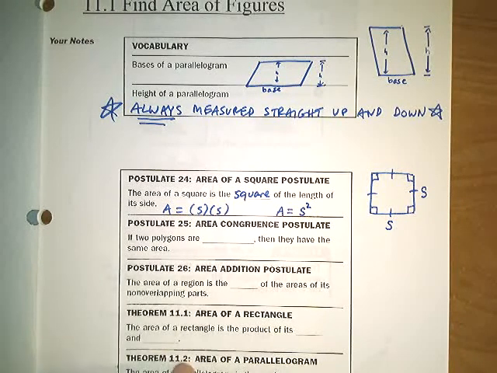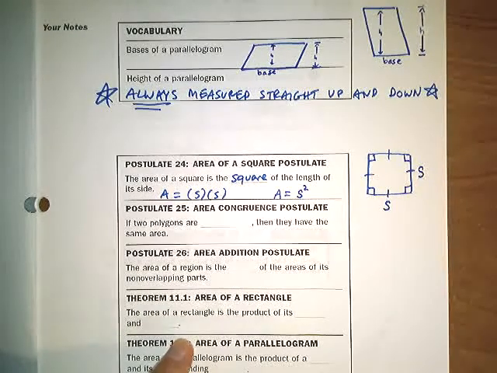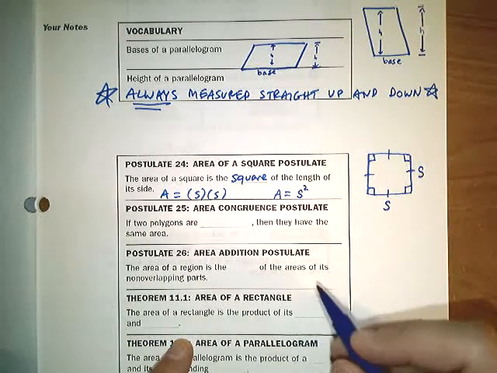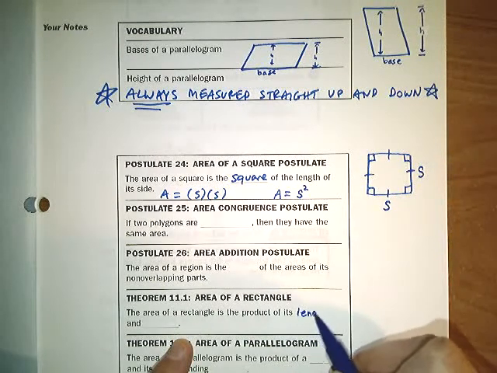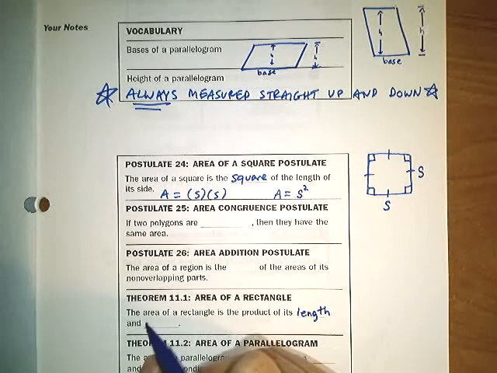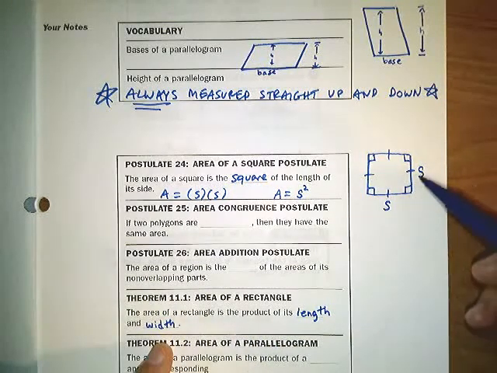The reason why I like to think of it as side times side is because a square is just a more specific type of rectangle. It's a rectangle where all 4 sides are congruent. And a rectangle is a shape where you find the area by multiplying the length times the width. And that's really what you're doing when you're just saying side times side up here.